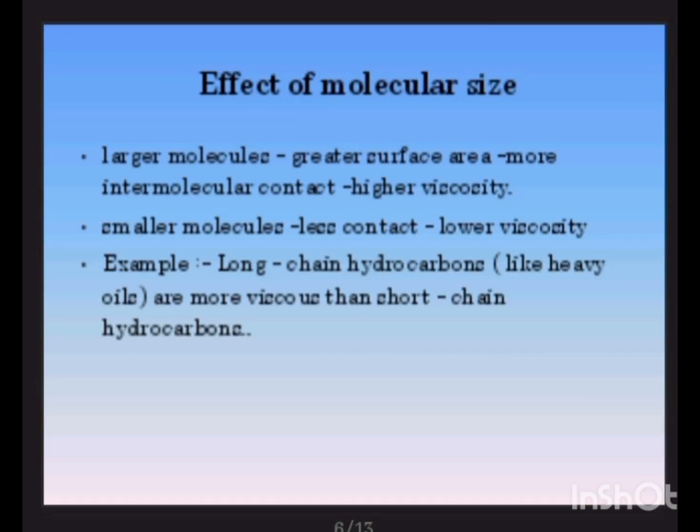Then the next one is the effect of molecular size. Larger molecules have greater surface area, so more intermolecular contact and higher viscosity, because smaller molecules have less contact and lower viscosity. For example, long chain hydrocarbons are more viscous than short chain hydrocarbons, because the long chain hydrocarbons are like heavy oils.